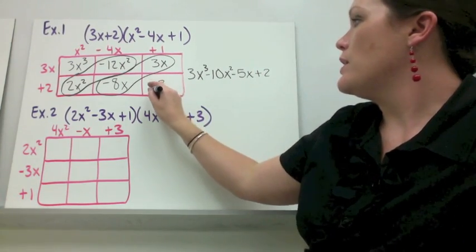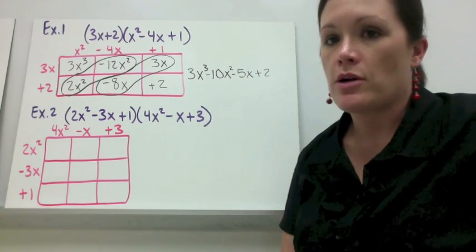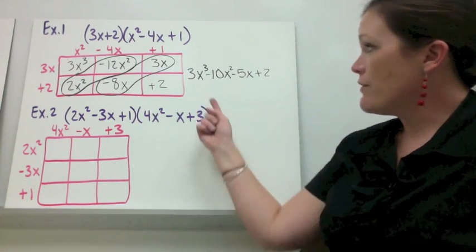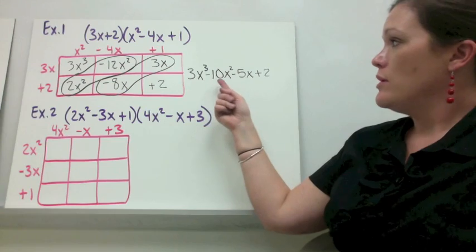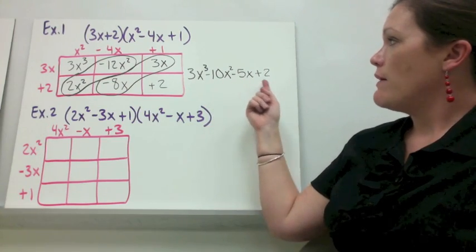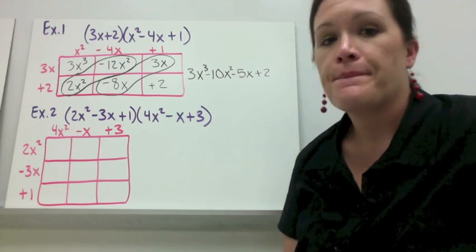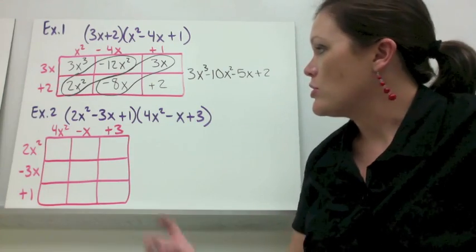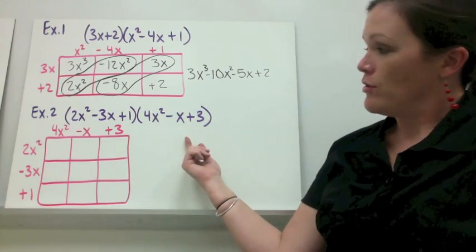You can write it if it helps. Just write the positive in the box right there. So our final answer would be 3x cubed minus 10x squared minus 5x plus 2. Now let's look at the other example. Our trinomial times our trinomial.